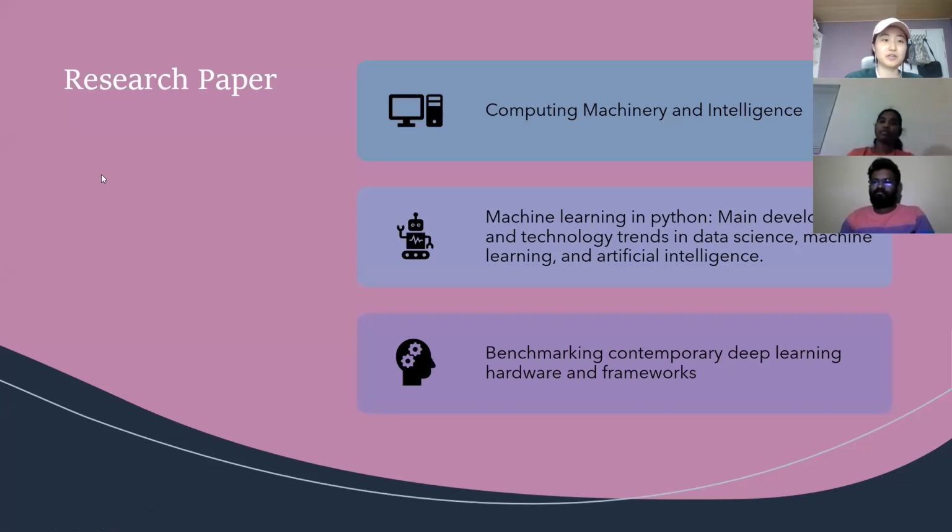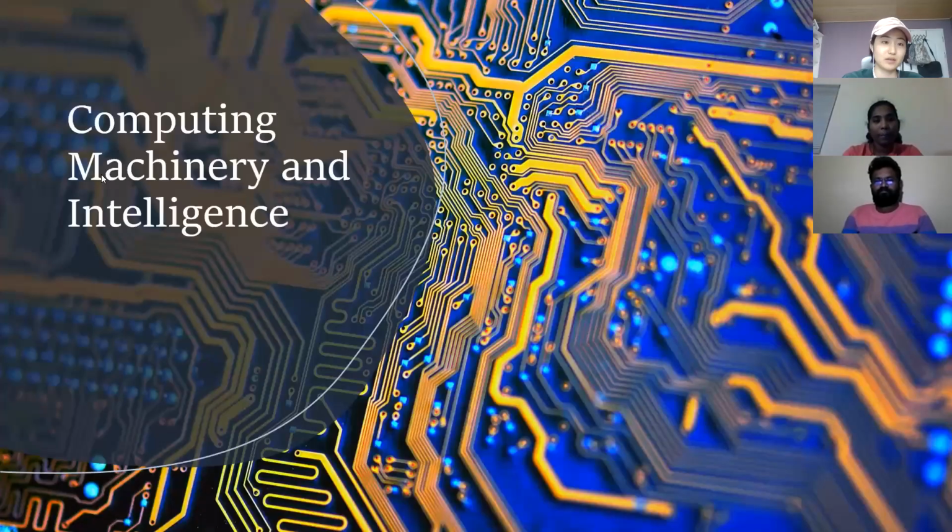We are going to discuss 3 research papers. One is Computing Machinery and Intelligence. Second is Machine Learning in Python. And the third is Benchmarking Contemporary Deep Learning Hardware and Frameworks. The first research paper that I'm going to talk about is Computing Machinery and Intelligence, which is written by Alan Turing. He first proposed the concept of artificial intelligence.